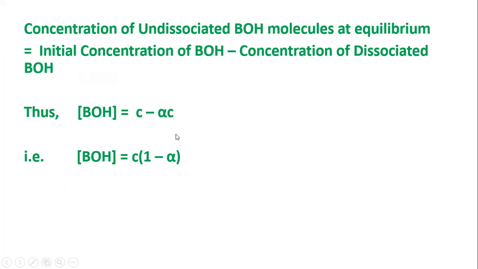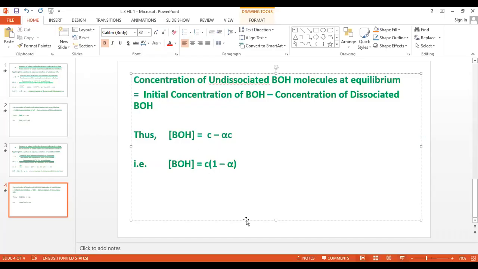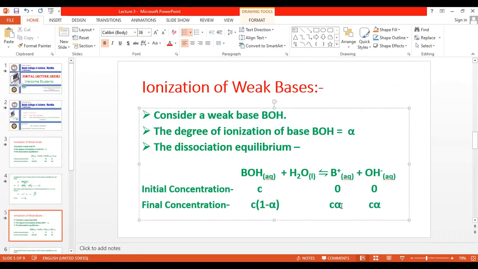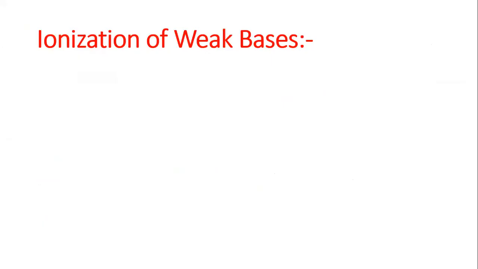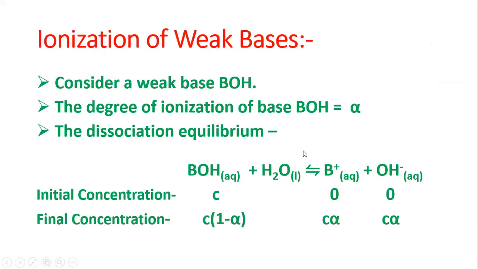So the same discussion which was held for the weak acid, we are doing for the weak base, so their derivations are also similar to each other. Here we have substituted those concentrations which we have derived. The concentration of BOH at equilibrium is C1 minus alpha, and the concentrations of B plus and OH minus, both the ions, at equilibrium are C alpha and C alpha.